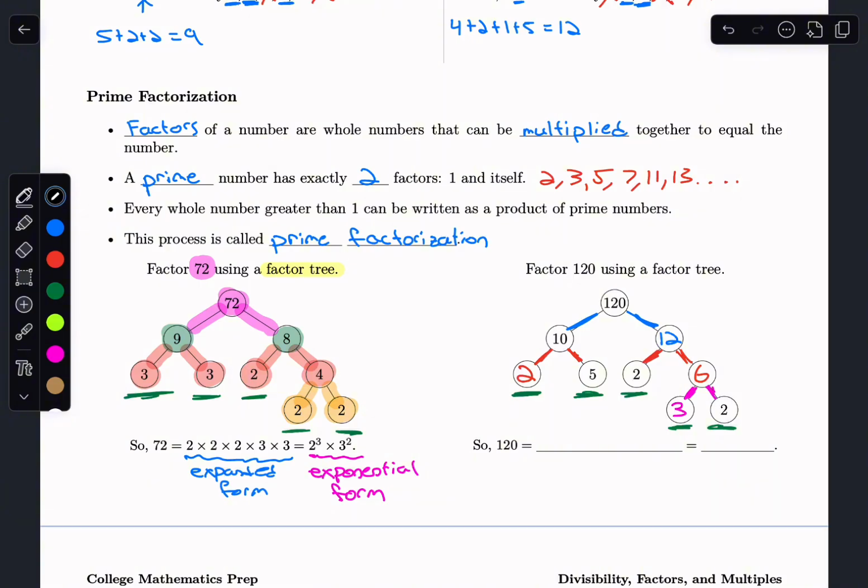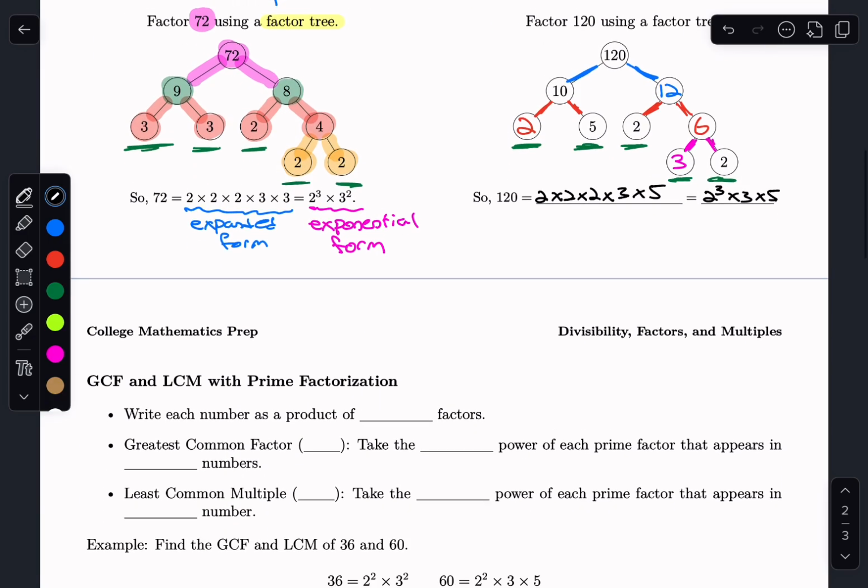So then I just copy all these down. So 120 is equal to 3 2s multiplied together, 1 3, and 1 5. If I write that in exponential form, that is 2 to the power 3 times 3 to the power 1, where I don't need to write the 1 because the 1 doesn't change anything, and then times 5 also to the power 1. Okay, so now we're going to use this in every problem moving forward, so let's get to it.